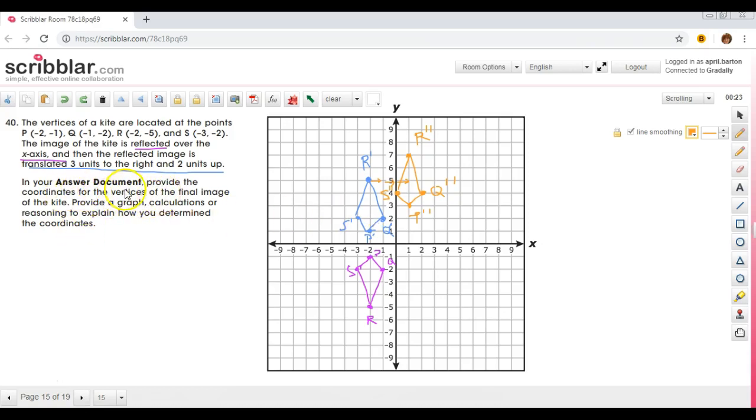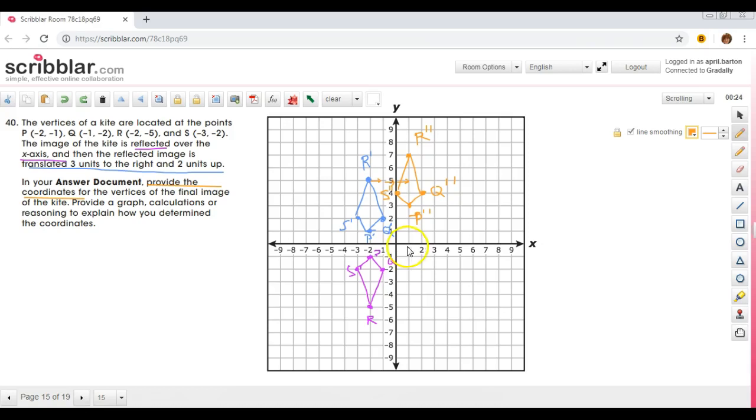So, in your answer document, provide the coordinates for the vertices of the final image of the kite. Provide a graph, calculations, or reasoning to explain how you determine the coordinates. So this is not enough. Giving the graph is good, but it said to provide the coordinates. So, P double prime, this one here, from the center is where we always go to for our coordinates. To do our movements, it was based off the previous image.